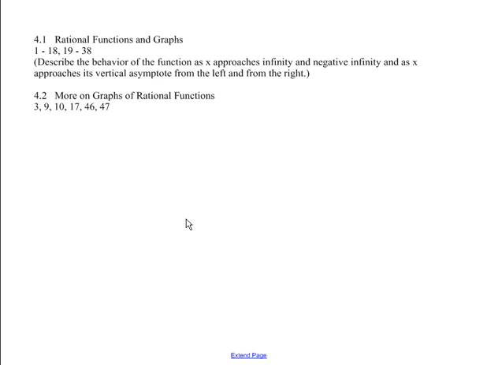So you just need to know about the 1 over x and the 1 over x squared and graphing those transformations. So pay particular attention if you're going to work problems from the textbook that you stay within these problems that are listed on the syllabus. Problems 1 through 18 and 19 through 38 from 4.1 and only 6 problems from section 4.2.